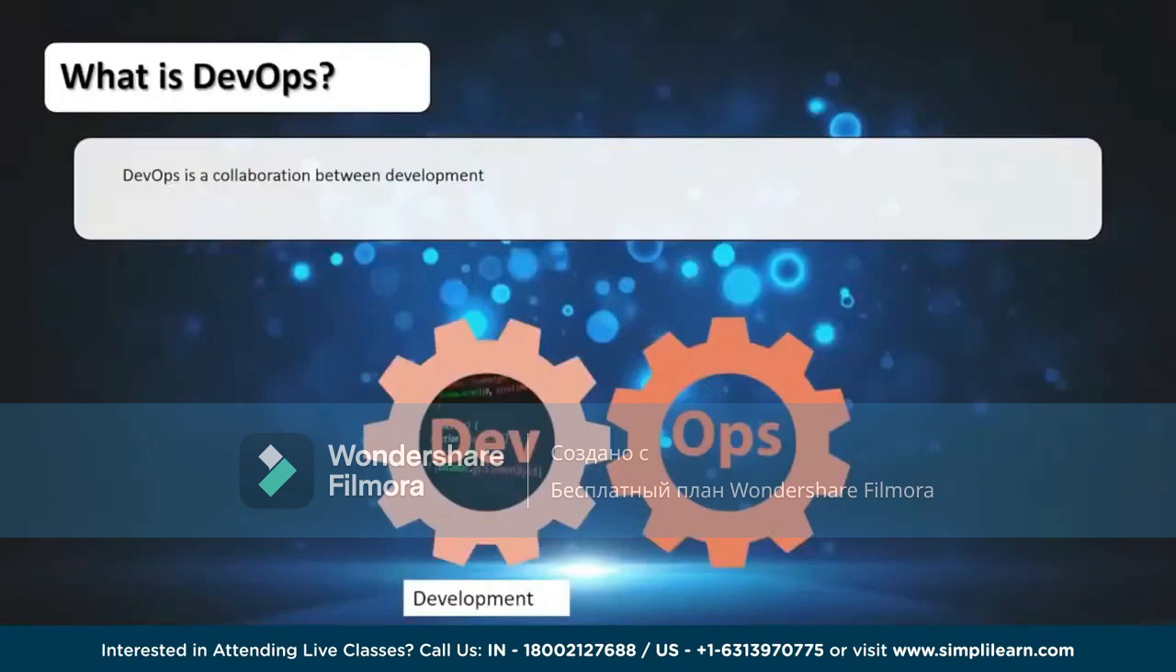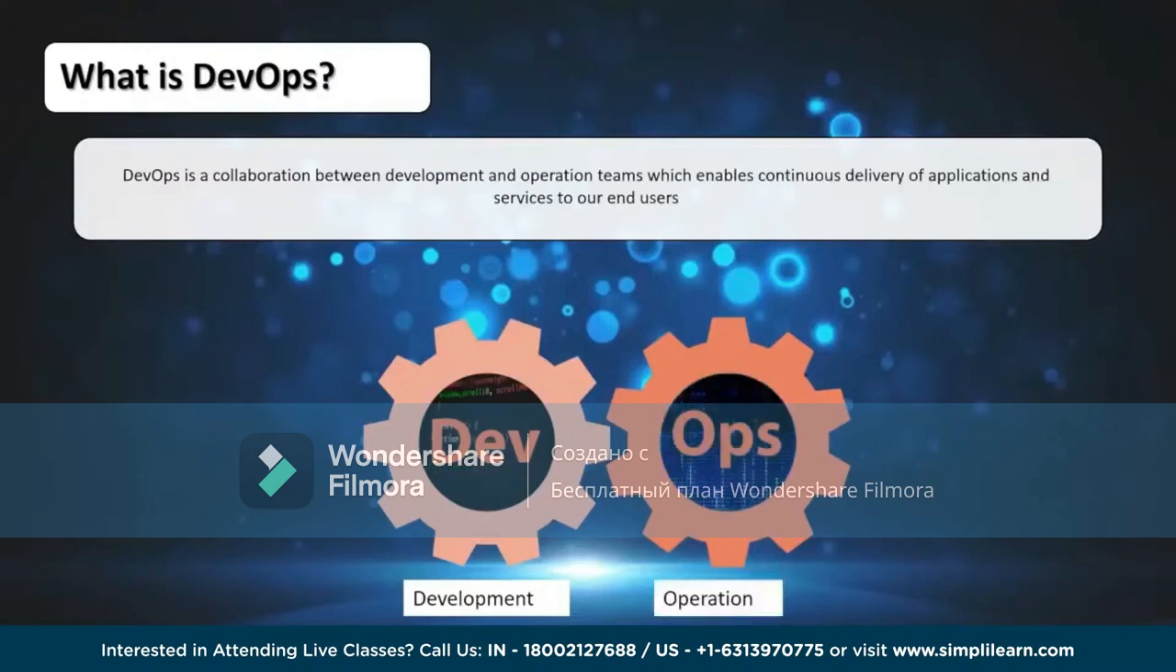Now let's start with what exactly DevOps is all about. DevOps is nothing but a collaboration between the development and the operations teams, which enables continuous delivery of applications and services to the end user. It's a collaboration between the two teams, development and operations, which helps us implement various processes like continuous integration, continuous deployment, and continuous delivery. All these things are possible with this collaboration.